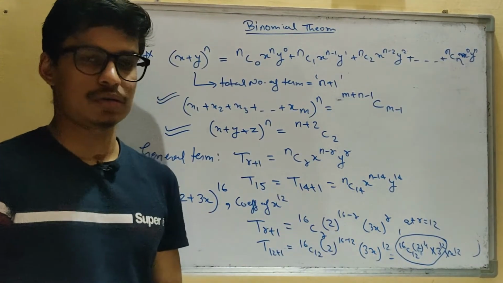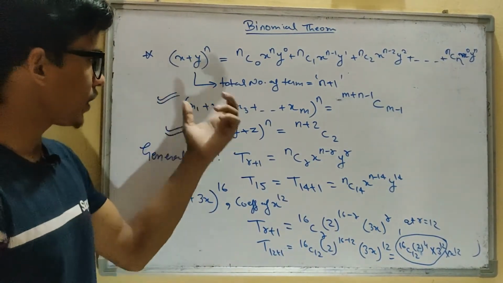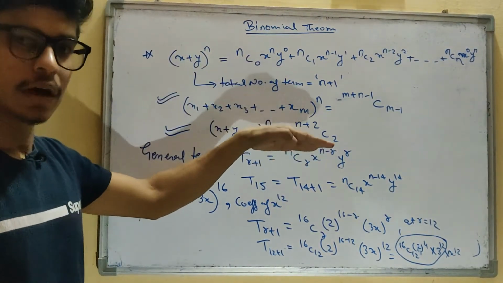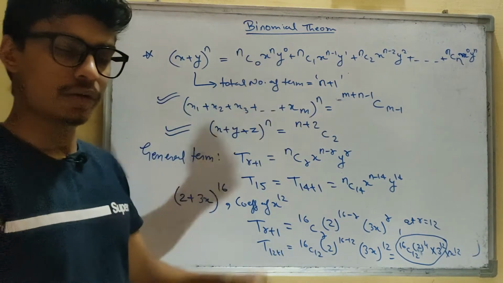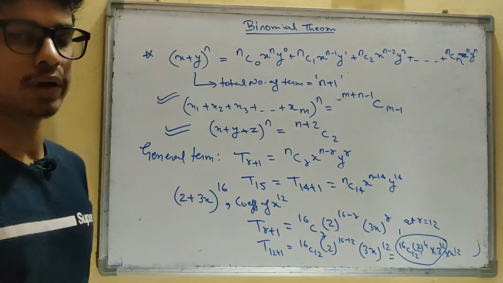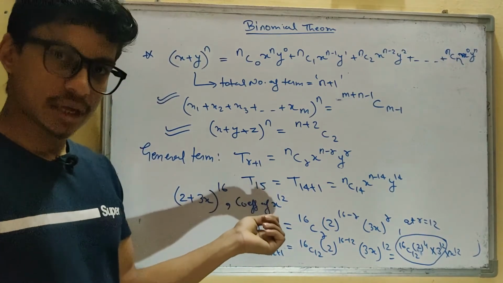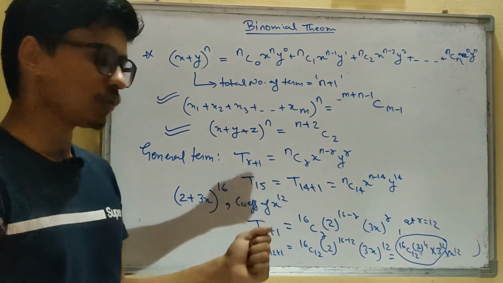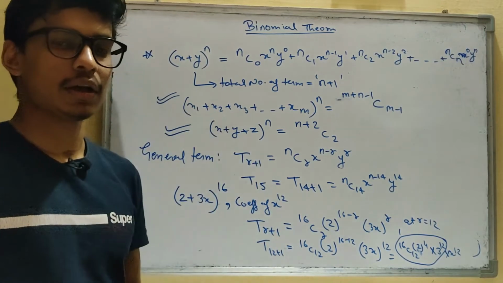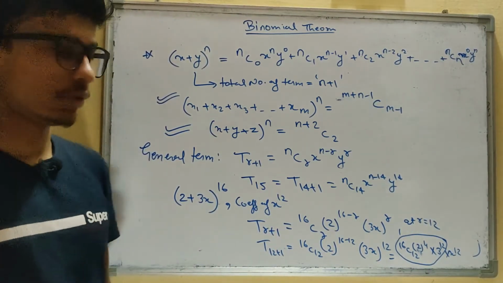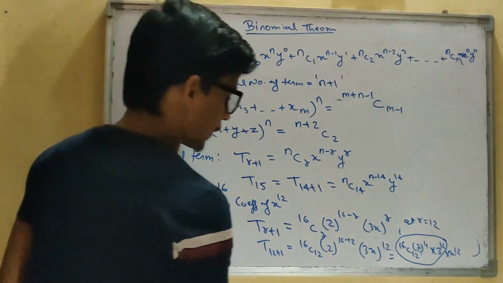To find the coefficient, first of all, from the expansion, what do you get? The total number of terms and the general term, that is, how you can find any term in the expansion, and using those things, you can also find the coefficient, right? So this is how you can do this. This is the general term. Okay, right.